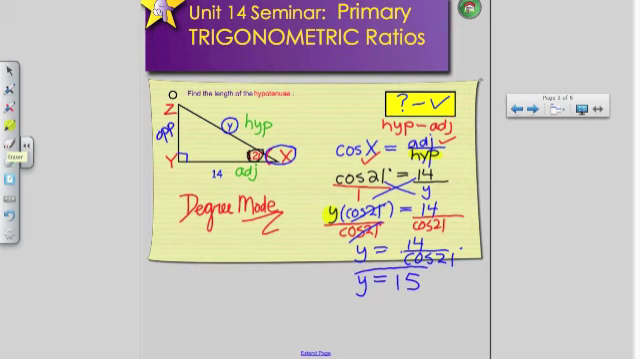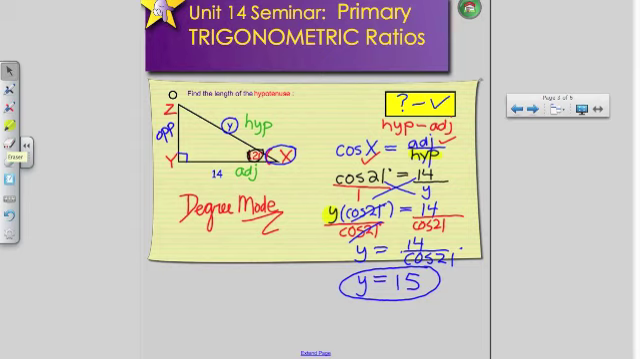Double check that that's correct. Y should be equal to 15. Cos 14 divided by cos 21. Yep, okay, great. So very, very simple. Whenever you're solving for a side, it's going to be just as simple, but you have to make sure that you're following all the steps.